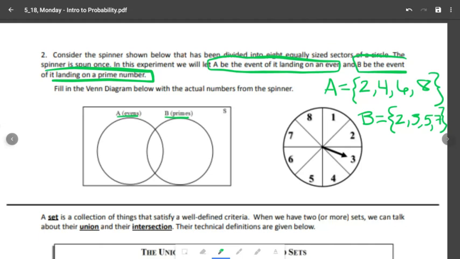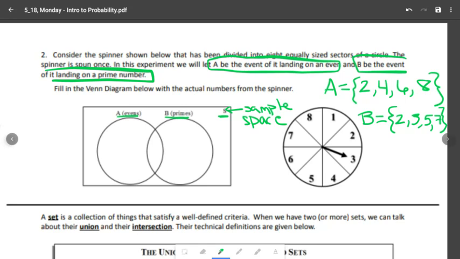And they are enclosed in this big rectangle that has an S, which means the sample space. That is all the possible outcomes. So the numbers 1 through 8. So within this rectangle, all 8 numbers have to fall. Now, notice the 2 circles overlap in the middle. That is what they have in common, what sits in both circle A and circle B.